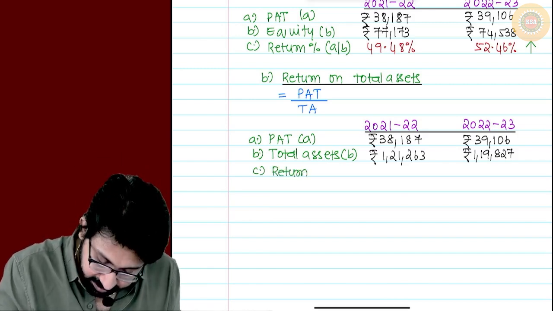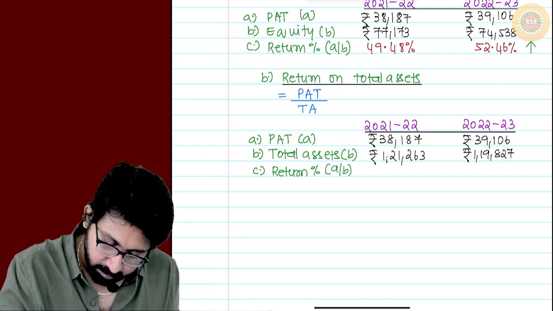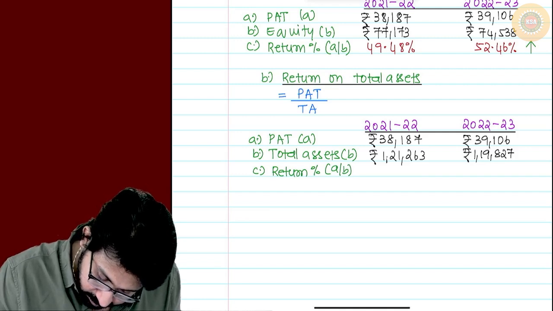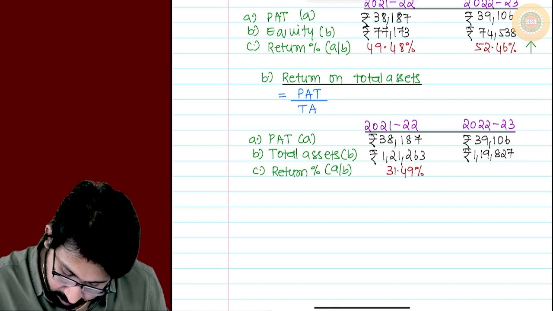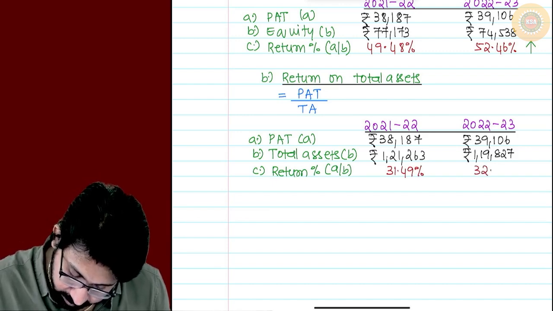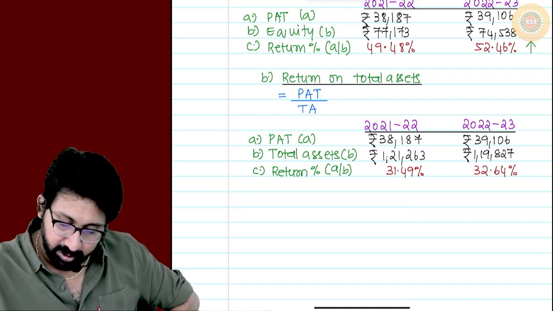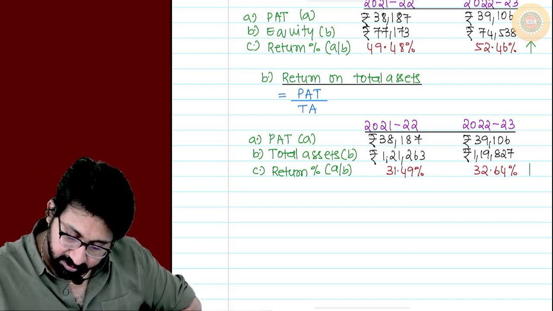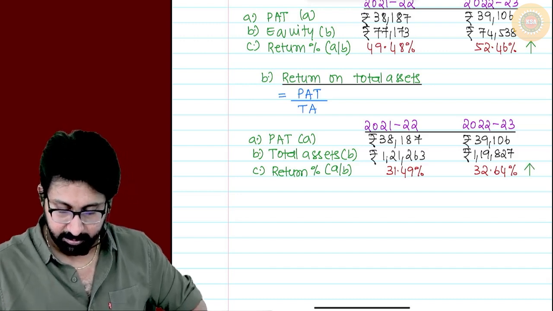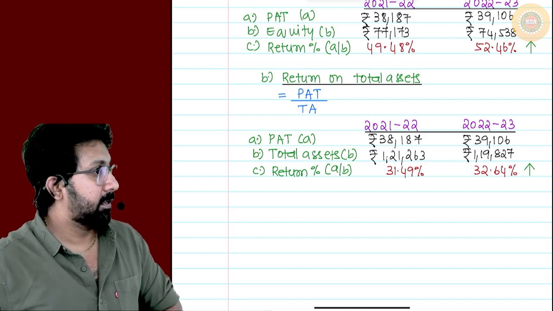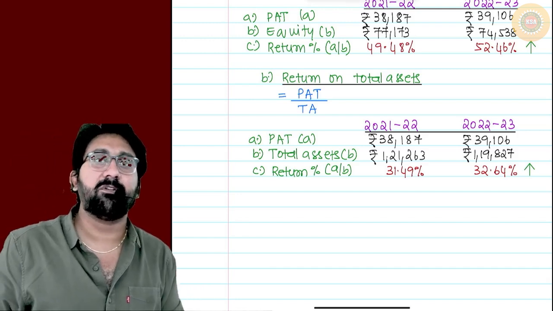Written as a percentage. One second, tell me how much? Next one, 32 point 63 or 64. Now tell me again, during the year their utilization of assets onto the revenues is increased or decreased? Increased. That's all. That's why this company has performed well throughout the year.